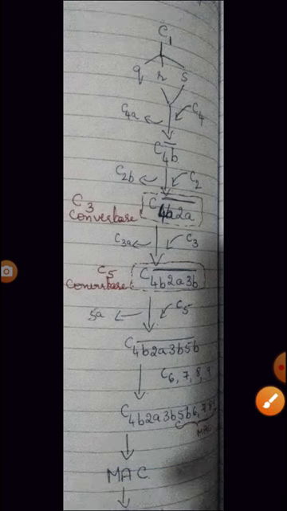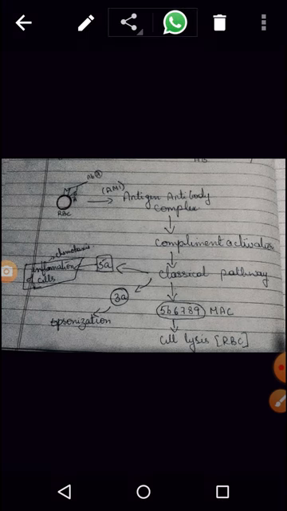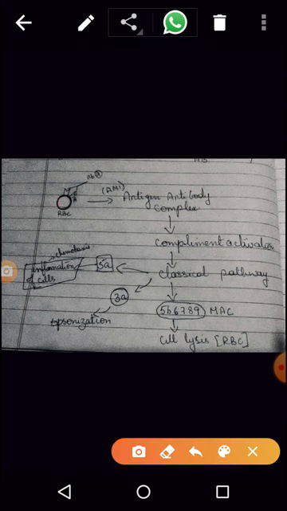Okay, so this is what happens, and MAC will go and lyse the cell. MAC will go and sit on the cell surface here, the RBC cell surface, and ultimately lyse the RBC. RBC is lysed, this entire complex is lost. So that is what happens here. So this is activation of complement.